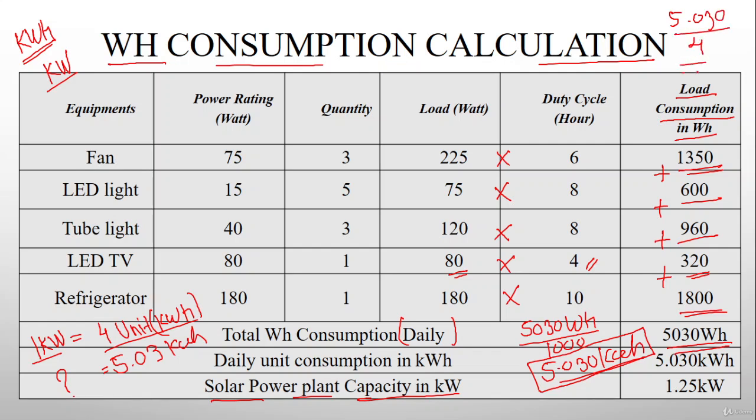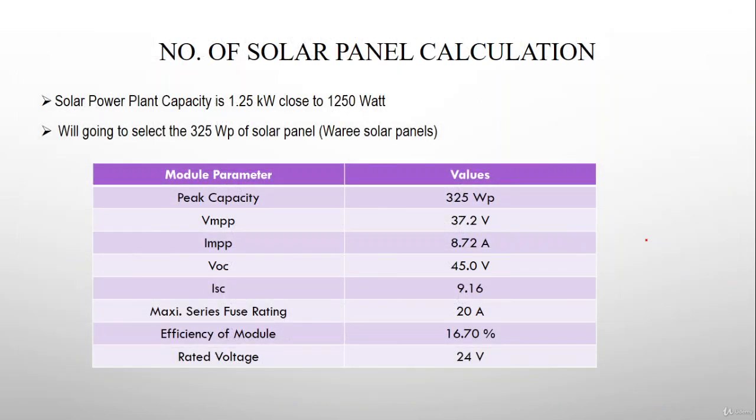From this calculation, we get an answer of 1.25 kilowatt. So we have to design a 1.25 kilowatt solar home system for the consumer to satisfy this much load requirement. Once we have decided the kilowatt hour requirement and the solar home system sizing, we convert this kilowatt into watt. So it is 1250 watt of solar home system we have to design to satisfy the consumer load requirement. For that purpose, we have to select the solar panel.